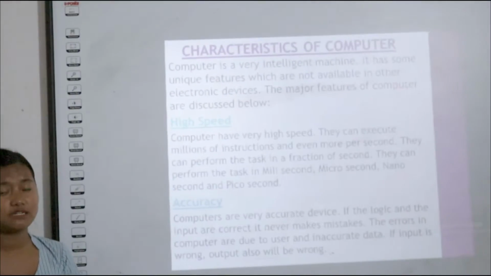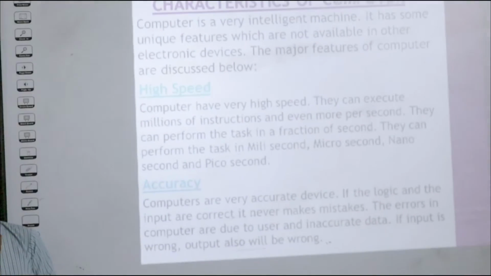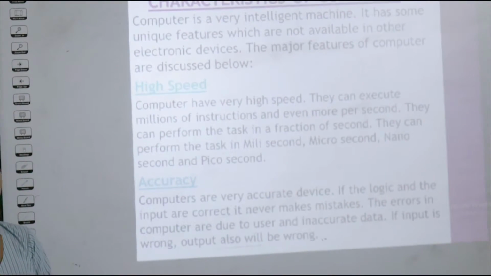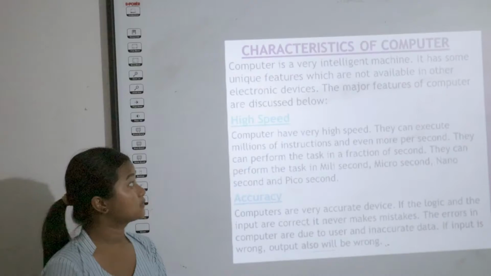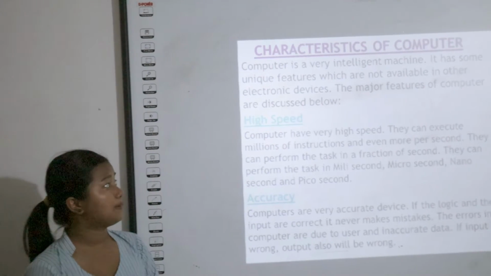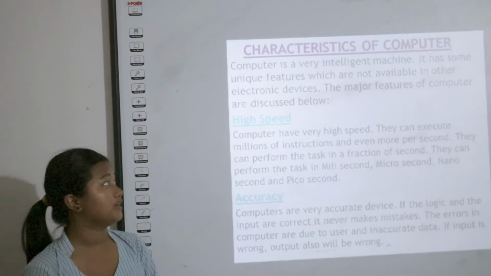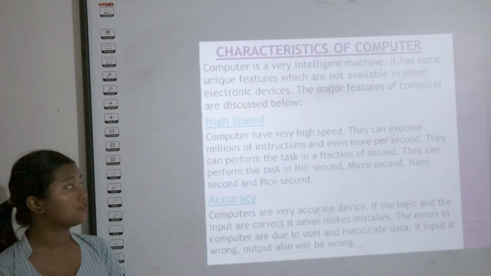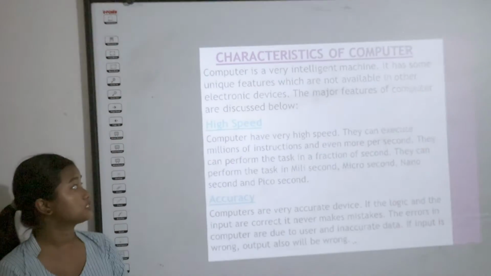Computer is a very intelligent machine. It is an electronic device. Computer needs electricity to work. It has some unique features which are not available in other electronic devices. The major features of computer are discussed below.